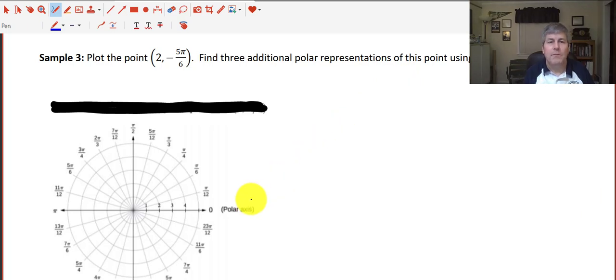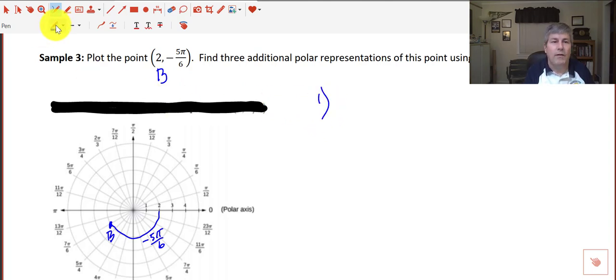Let's begin by plotting the point 2, negative 5 pi over 6 radians. So our directed distance is 2. We're going to go negative 5 pi over 6 radians, which would take us to this particular point. So we've gone negative 5 pi over 6 radians, and we've plotted our particular point. We'll just call that point B.